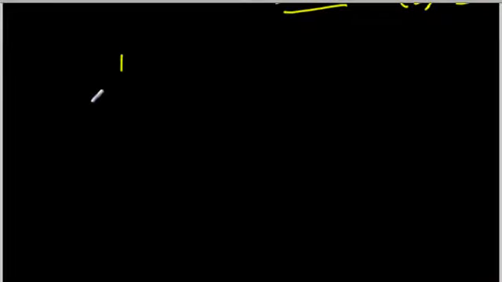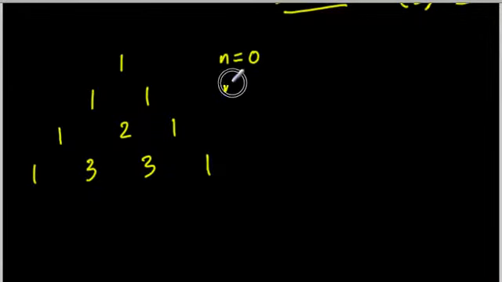I'm just going to draw it out again. So 1, 1, 1, 1, 2, 1, 1, 3, 3, 1, right? And remember how I said the first row is n equals 0, the second row is n equals 1, the third row is n equals 2, and this fourth row here is n equals 3. What's important to remember is that in each row, the first term, we're going to classify as 0.